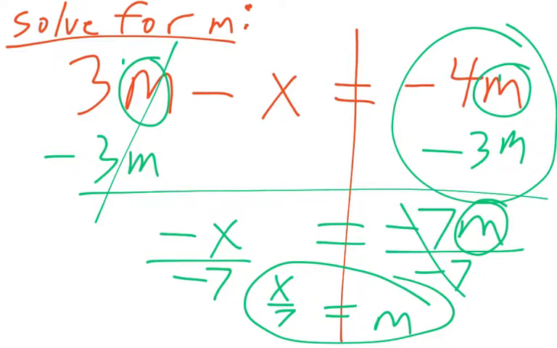So if you're solving a literal equation, you have an equation with variables on opposite sides, you want to get them on the same side.